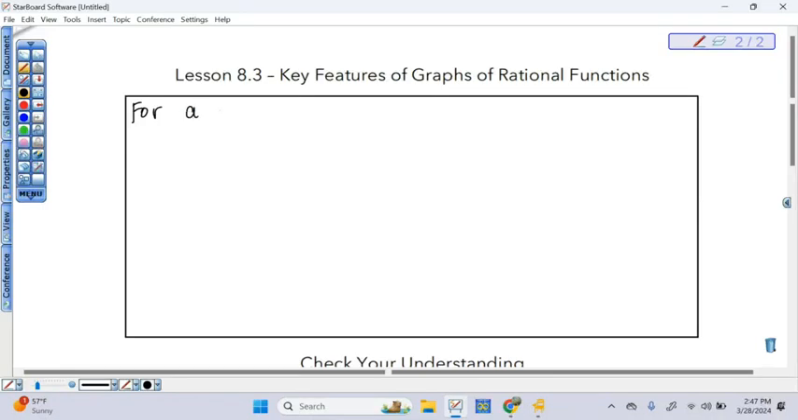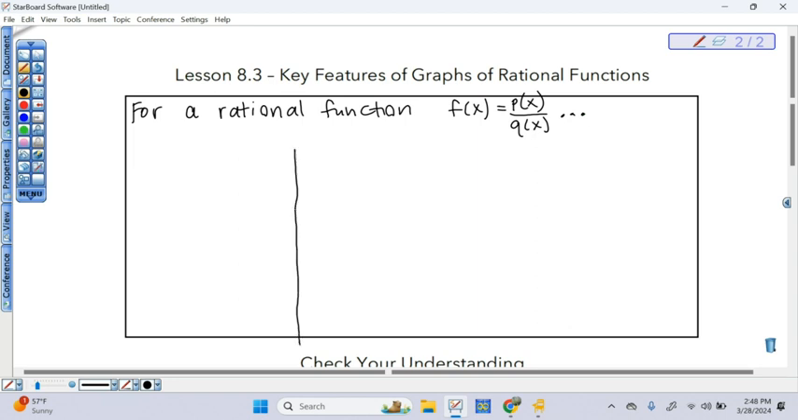Rational function. It looks like this: f of x equals P of x over Q of x, right? A polynomial divided by a polynomial. There are three different parts we want to look at. So my zeros in the numerator.